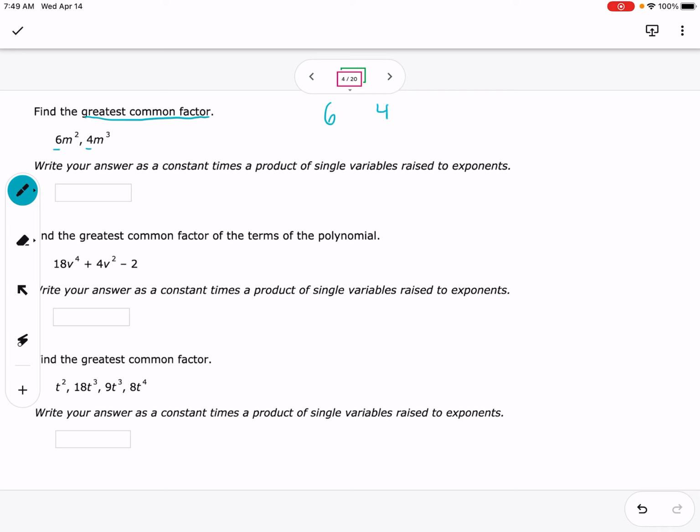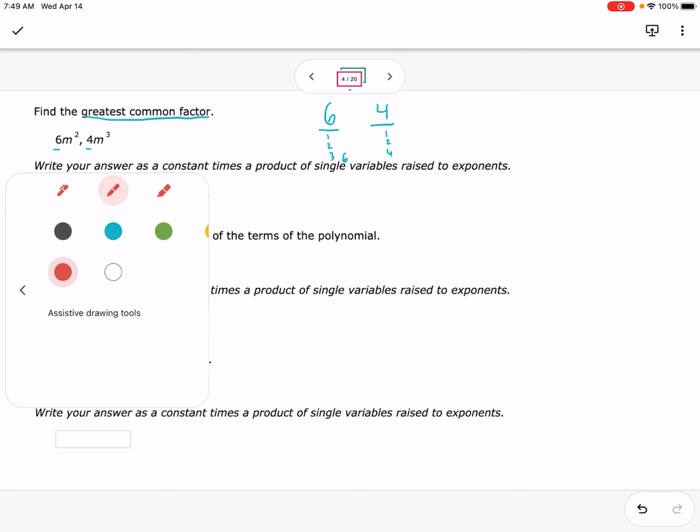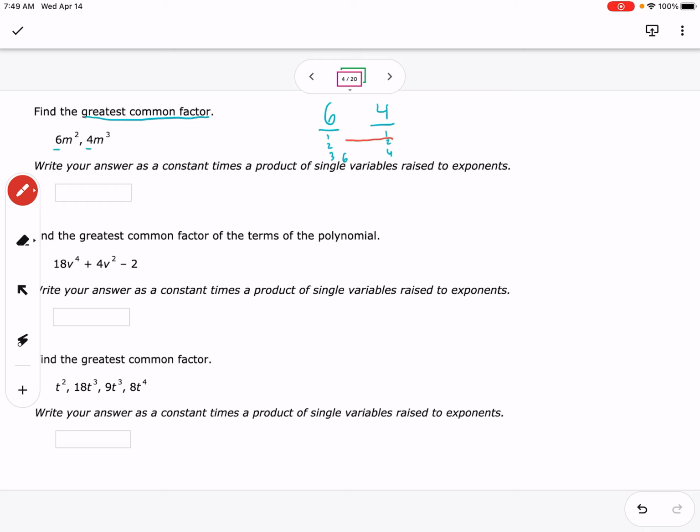Well, you can think of what all the factors are of each of these numbers, right? I can say, okay, well, 1 times 6 is 6, and 2 times 3 is 6. So here are the factors of 6. And I can say, okay, well, 1 times 4 is 4, and 2 times 2 is 4. So here are all the factors. And I can see, once I have all the factors listed, that the greatest one that they share, the largest one that they share, is 2.